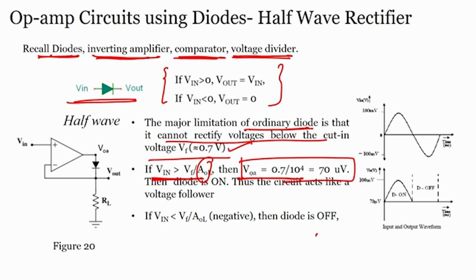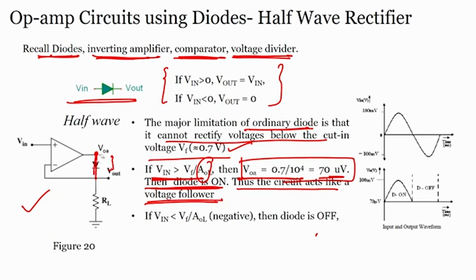Now, where this VOA comes into the picture, you have to understand this circuit. Look at this circuit. We have connected a diode, with the inverting terminal connected to the cathode of the diode, and then we have a load resistor. If I want to measure VOA here, so that my diode can start operating, it would be about 70 microvolts. Then the diode is on, and thus the circuit acts like a voltage follower.